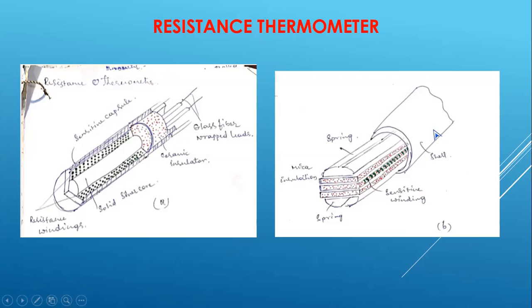Next, another type of resistance thermometer has the sensitive copper winding covered by mica sheets, and the entire thing is assembled inside the stainless steel shell, placed in an intact shape inside the shell. That is nothing but the resistance thermometer. This is used in low temperature measurement.